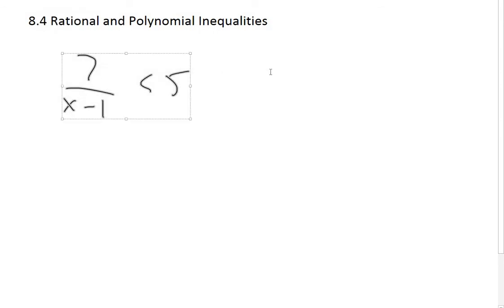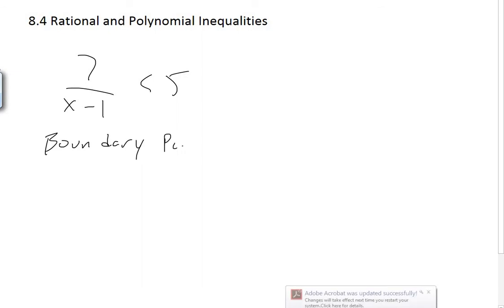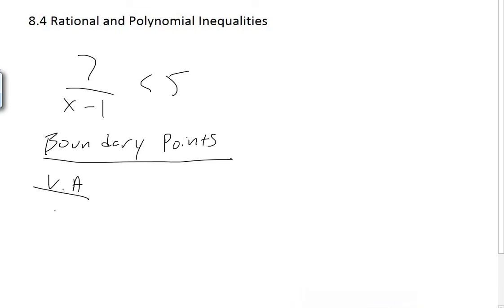I want to find the values where this function is less than 5. But what I'm telling you is you need to find those 2 points. I like to call them boundary points. They're the x values where, first, there's a vertical asymptote. There's a vertical asymptote whenever 7 over x minus 1 is undefined. Well, 7 over x minus 1 is undefined when x minus 1 equals 0. So if I add 1, when x equals 1.